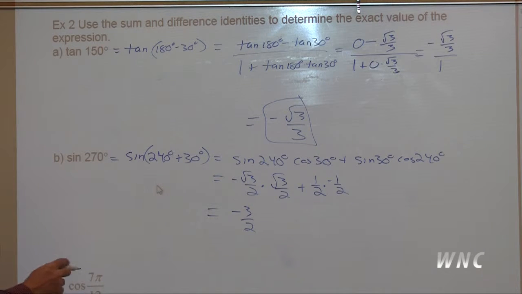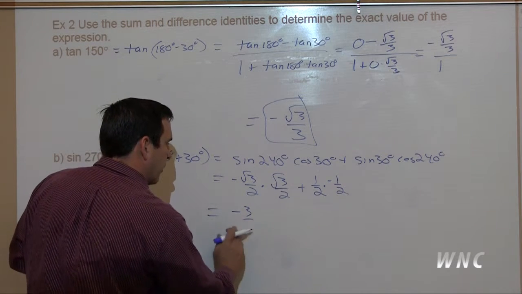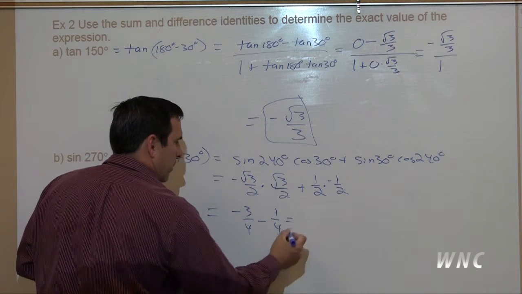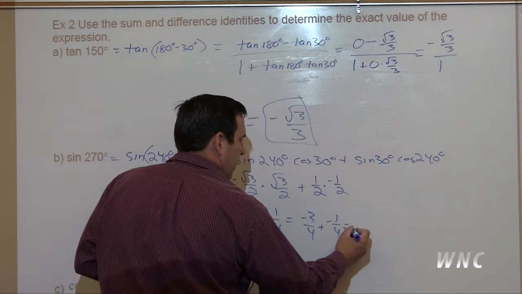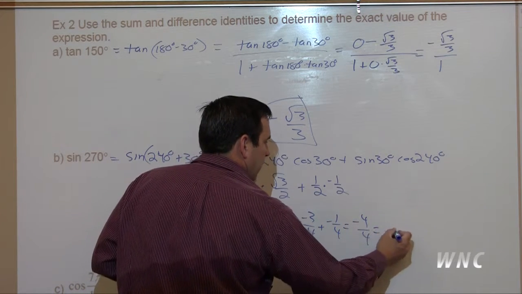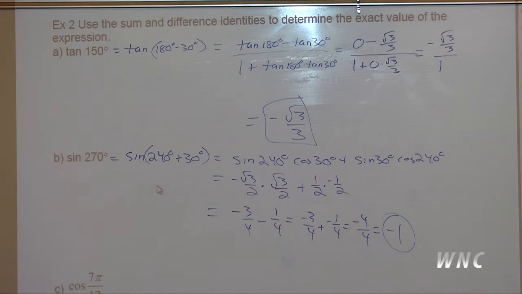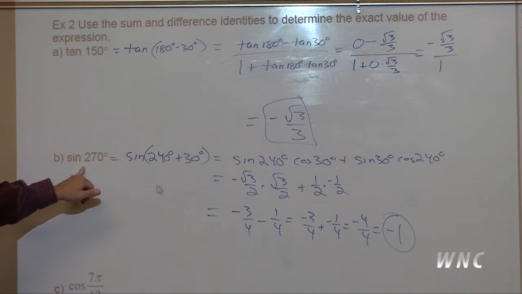Let me check my formula. Sorry, square root of 3 over 4, there's my problem. Okay, now I feel better. Minus a 1/4. So that's going to be negative 3 over 4 plus negative 1/4 is negative 4 over 4, and that's going to be negative 1. There we go. Got worried there. Okay, so I did a sine of 240 plus 30, that's sine 270. We know sine 270 is negative 1, and that helps to verify it.